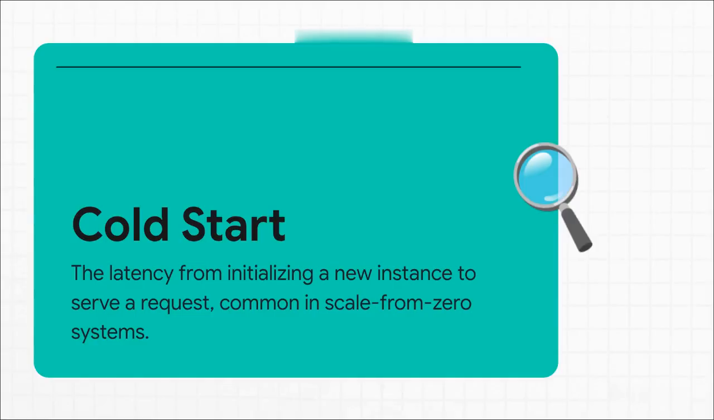Now that delay we've been talking about, it has a name. It's called a cold start. It's basically the penalty you pay for the efficiency of scaling from zero. That very first request to a new instance has to wait for the whole thing to initialize. And that is exactly why the min instances setting is so powerful. It's your weapon to fight and eliminate that cold start for your users.